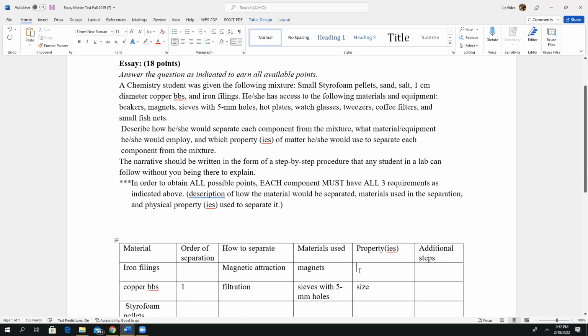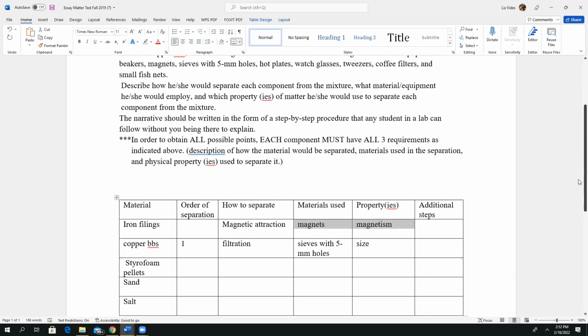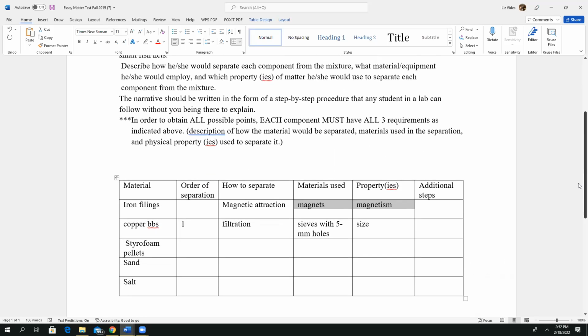And then the property is magnetism. Okay. Now you have styrofoam pellets, sand, and salt. If you put water into this container, oh, and that would have been 2, by the way. Okay, so you're going to add water. That's your additional step because the density is going to help you here.